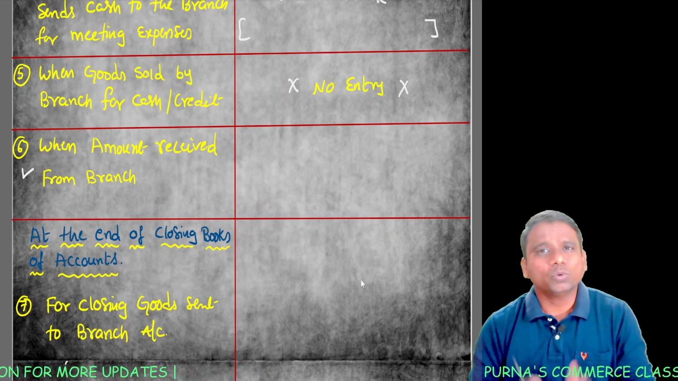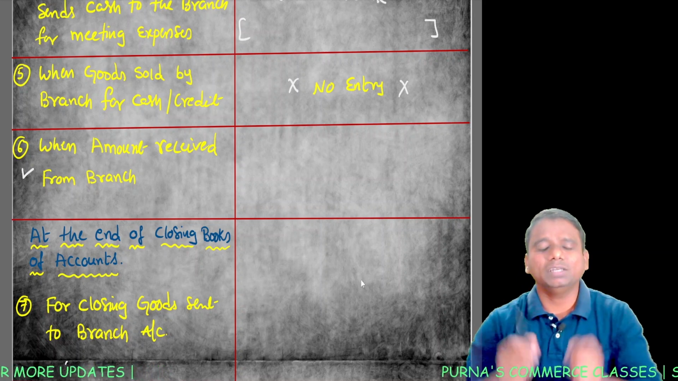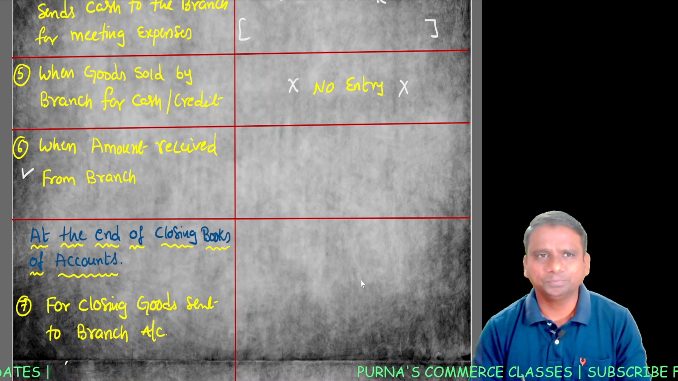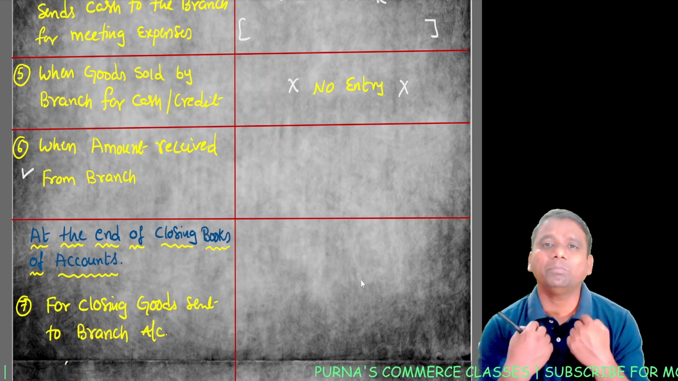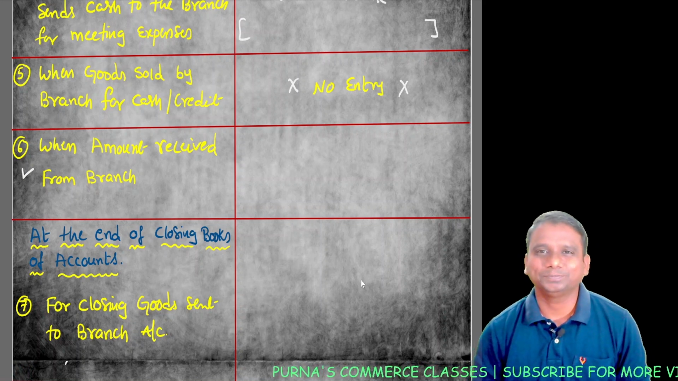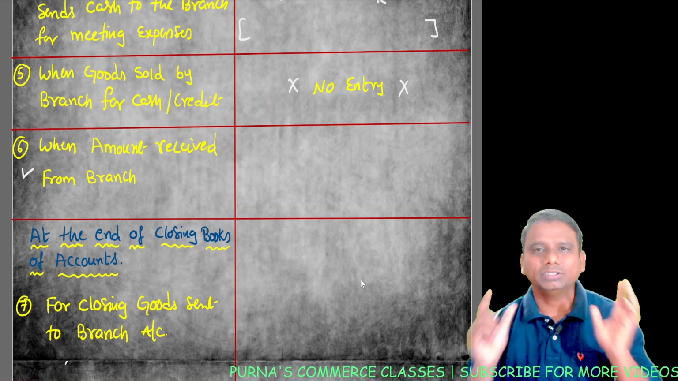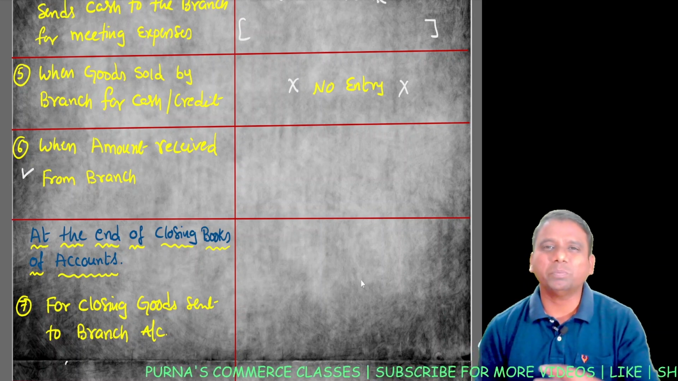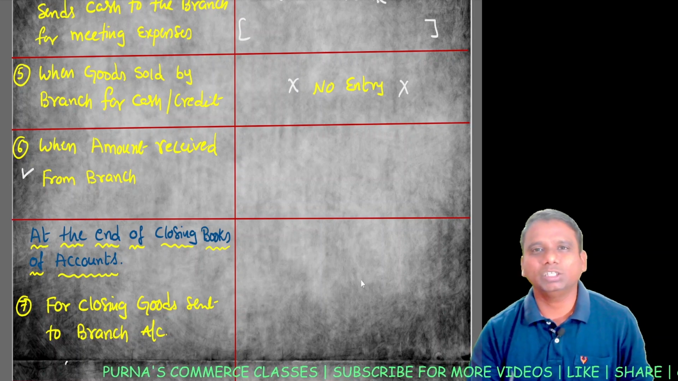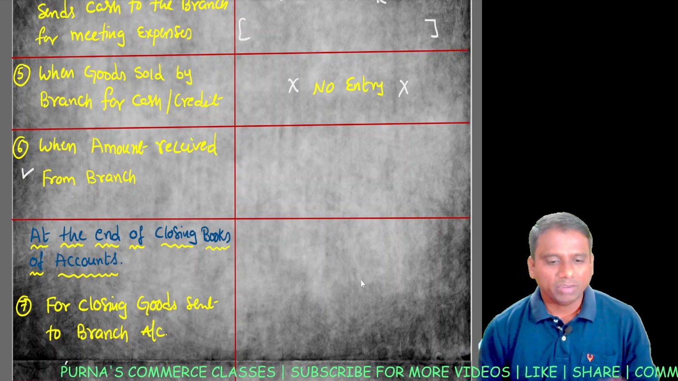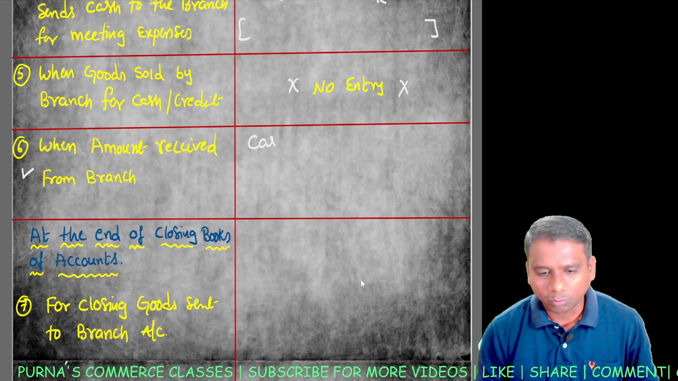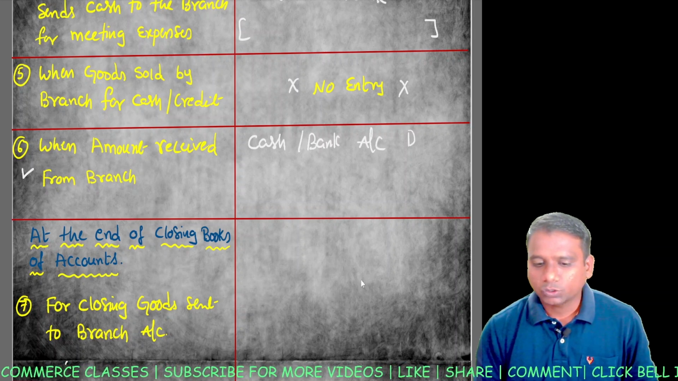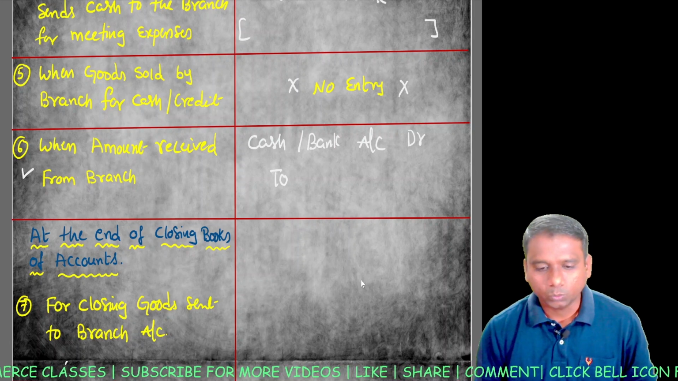So sometimes what happens, we remitted money to the head office, but due to some reasons the bank may not receive cash. Nowadays instantly head office receives cash, but earlier days, due to some reasons, head office may not have received the cash which was sent by the branch. Do remember. Now when amount received from branch, what is the entry? We receive amount, cash or bank, most probably online transfers only. Cash or bank account to debit to branch account.